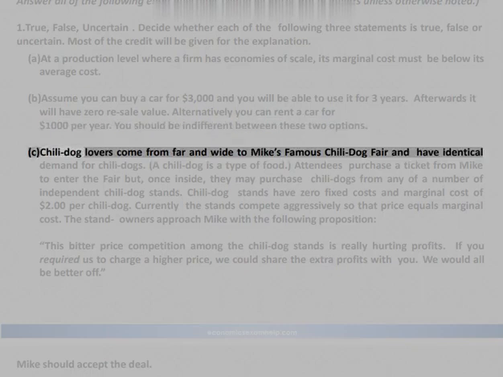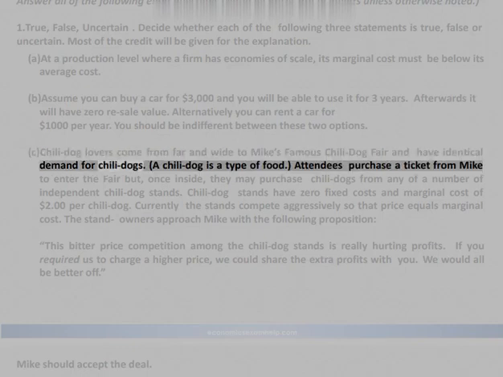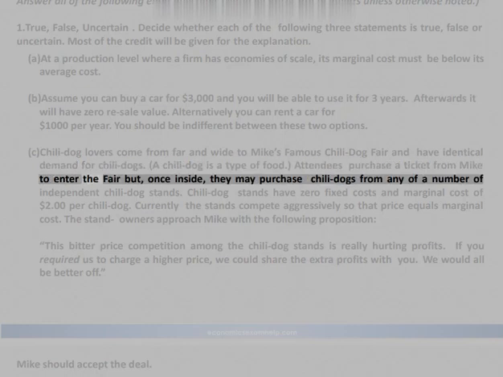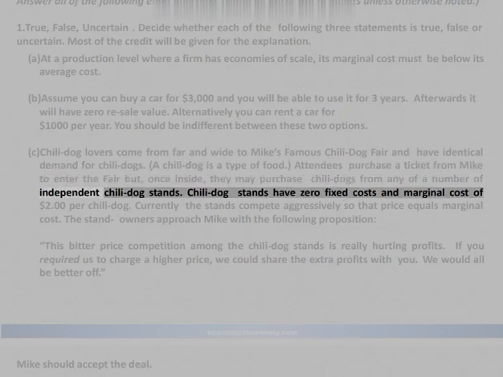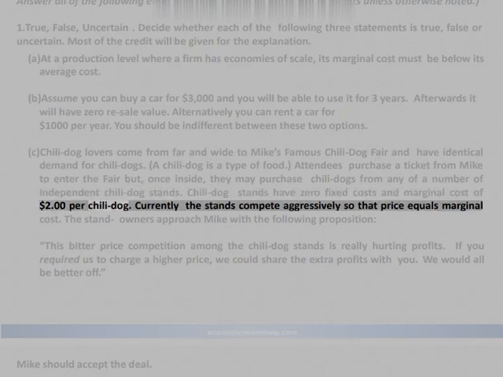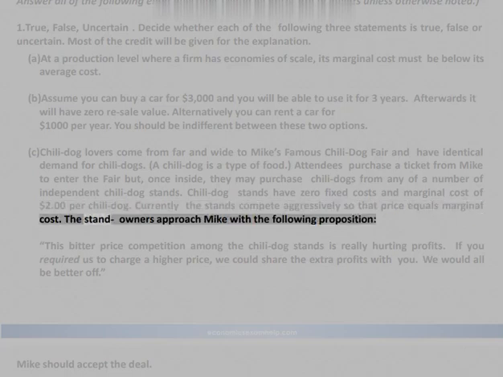C. Chili dog lovers come from far and wide to Mike's famous chili dog fair and have identical demand for chili dogs. A chili dog is a type of food. Attendees purchase a ticket from Mike to enter the fair, but, once inside, they may purchase chili dogs from any of a number of independent chili dog stands. Chili dog stands have zero fixed costs and marginal cost of $2 per chili dog. Currently, the stands compete aggressively so that price equals marginal cost. The stand owners approach Mike with the following proposition.